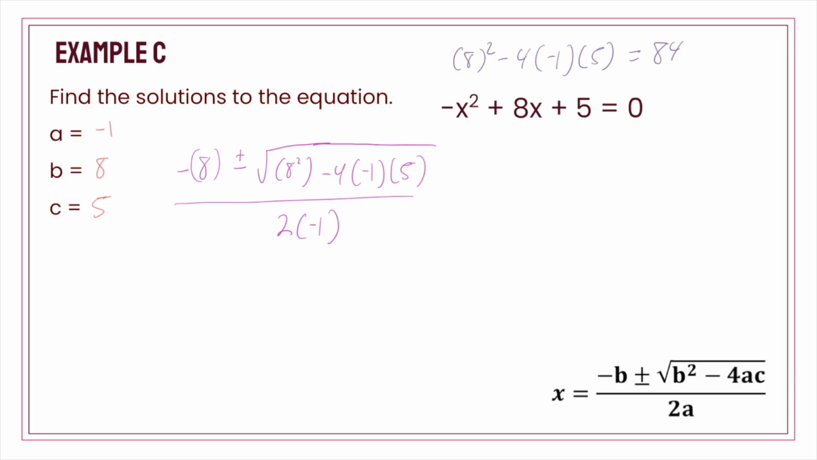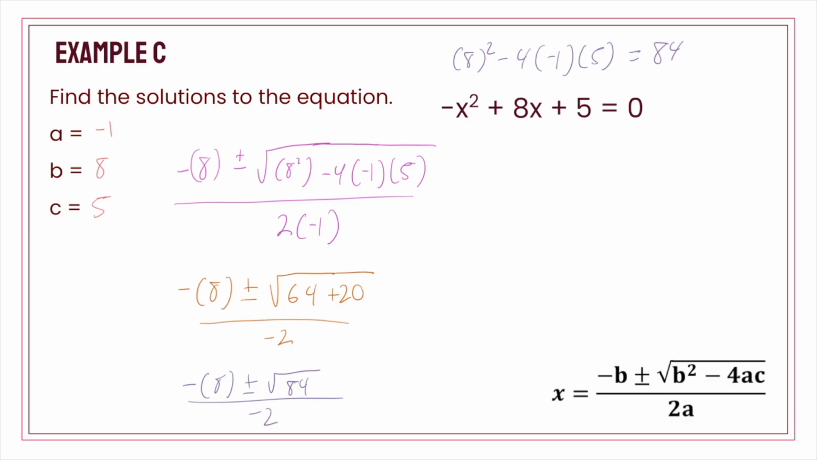So 8 squared is going to be 64. So again, we've got -8 plus or minus the square root of 64. And then we've got -4 times -1 times 5, which is going to be +20. And that's all over 2 times -1, which is going to be -2. All right, so now we've got to keep going here. 64 plus 20 is going to give us 84. So we're going to end up with -8 plus or minus the square root of 84 divided by -2.